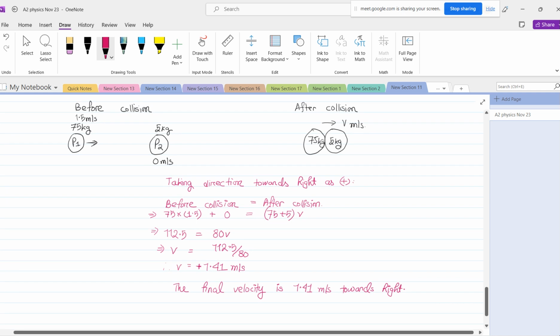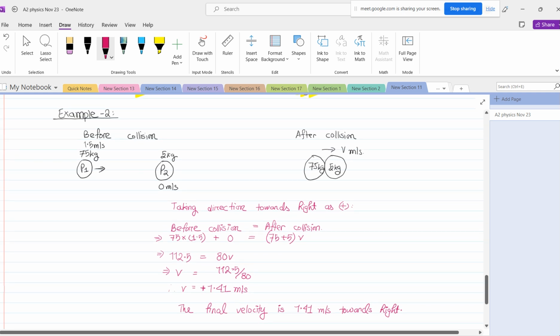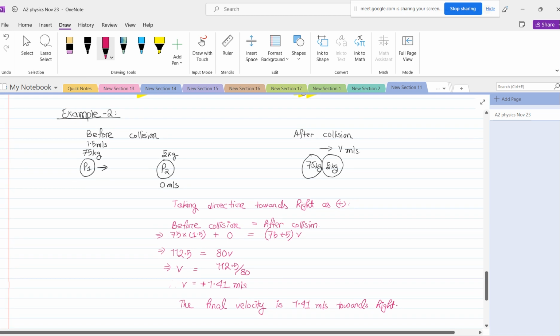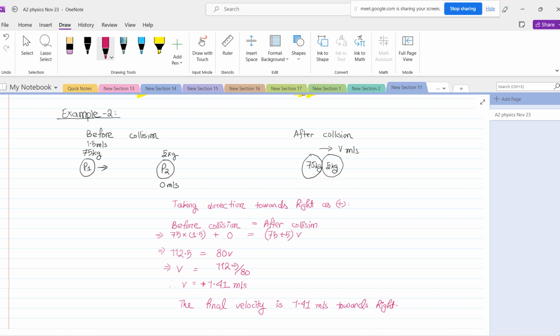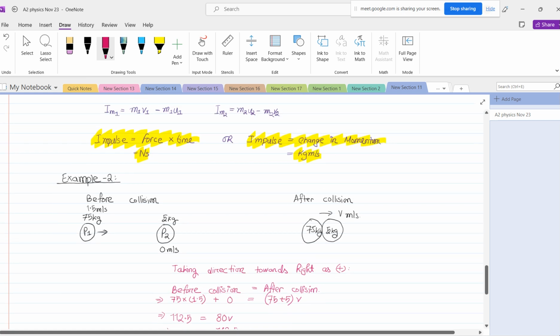Is this clear up to this point? Is question number 2, or example 2, clear to everyone? Is there any problem for example 2?